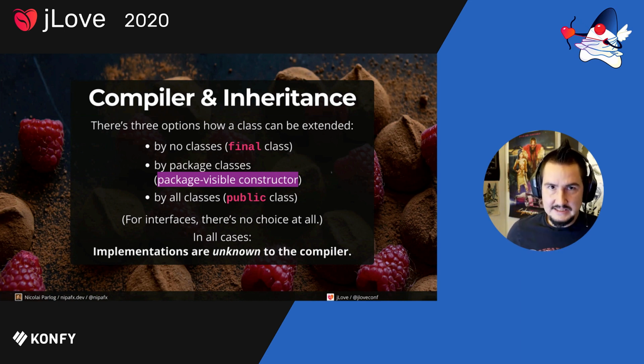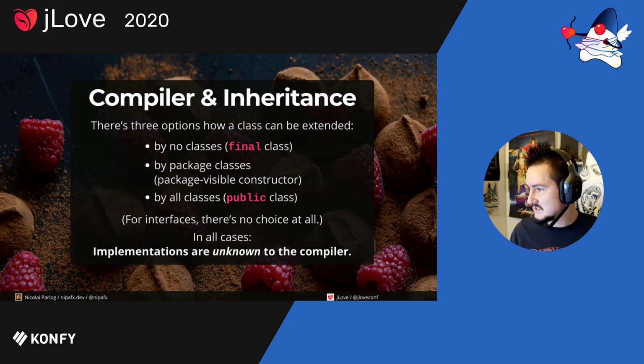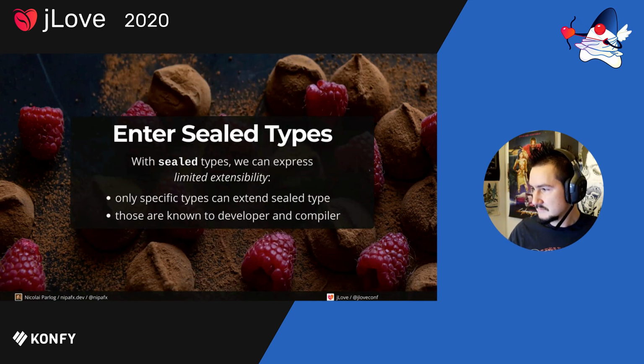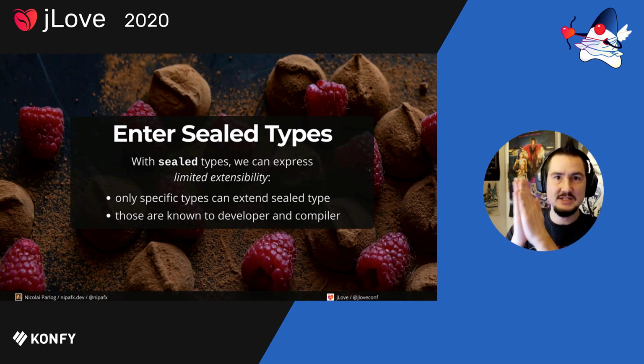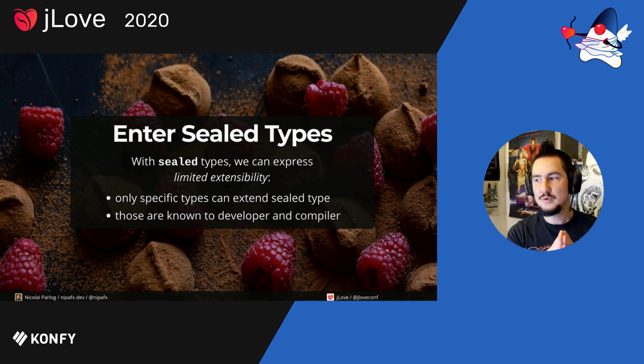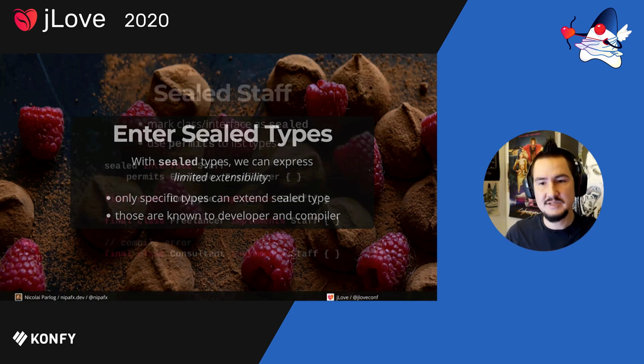But in all of these cases, as I mentioned earlier, the compiler doesn't know which implementations there are. This is not expressed for the compiler. And this is finally where we come to sealed types. I've been working towards this for the last couple of slides. This is where the new feature comes in, sealed types. Because with a sealed type, we can express a limited kind of extensibility. By that, we express that only specific types can extend a sealed type, and both a developer reading that and the compiler parsing that will know which types they are.